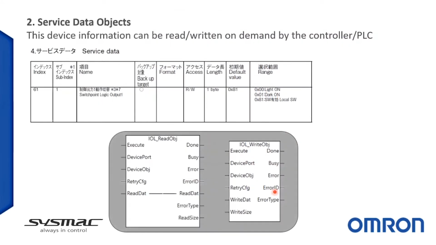Second, we have service data, which is read/written as required by the controller. In this example from the E3Z datasheet, we can see that we can read and or write the switch point logic for the E3Z via index 61 subindex 1. With SYSMAC controllers, we use the IOL read object and IOL write object instructions to access the service data objects. All IO-Link sensors follow the same basic principle regardless of manufacturer.